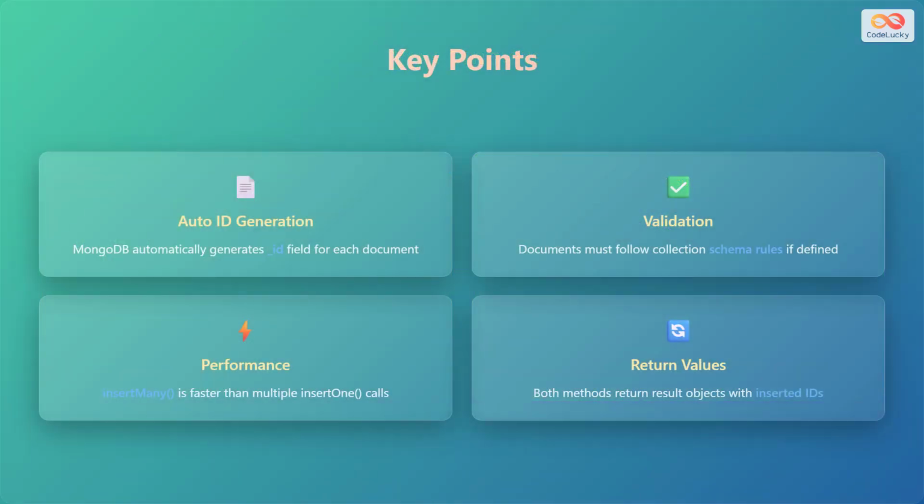Let's consider some key points about creating documents in MongoDB. First, MongoDB automatically generates an _id field for each document. Documents must follow collection schema rules if defined. The insertMany method is faster than multiple insertOne calls. Both methods return result objects with inserted IDs.